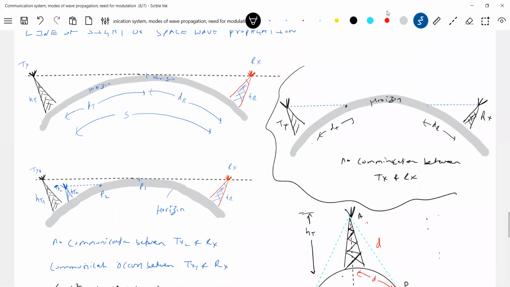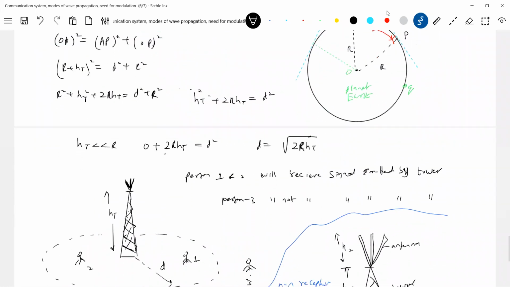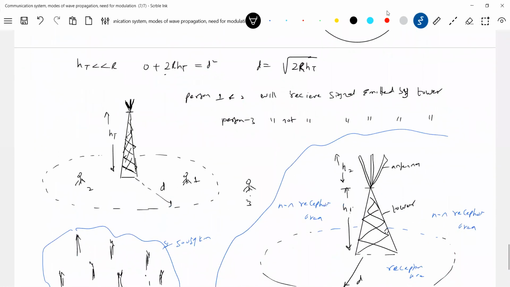What should be the distance d? It should be equal to square root of 2R h_T plus square root of 2R h_R, no? The total distance between the transmitting and receiving station depends upon the height of the transmitting as well as the receiving tower. When you are communicating between 2 stations, but basically this is used for communication like this. So what is the height of the person compared to the radius, or negligible? Then definitely d depends only on h_T.